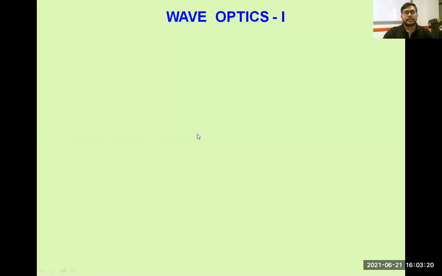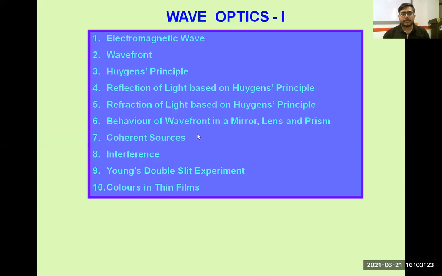So see, first of all, we will discuss the syllabus of wave optics. It starts from the electromagnetic wave theory of light. After that, we will discuss what is wavefront, and the principle Huygens defined, which we will discuss as the Huygens principle. After that, reflection of light based on Huygens principle.